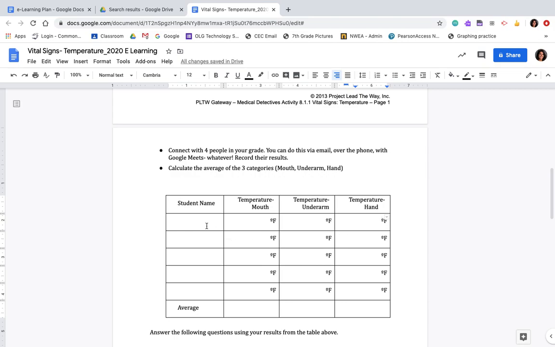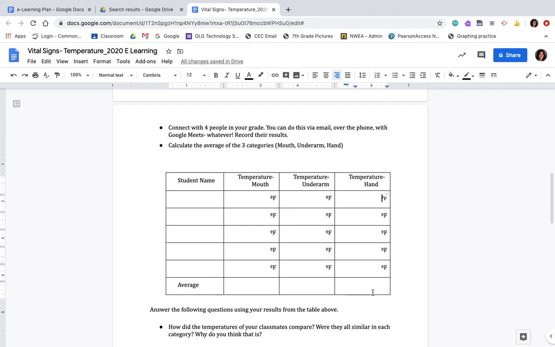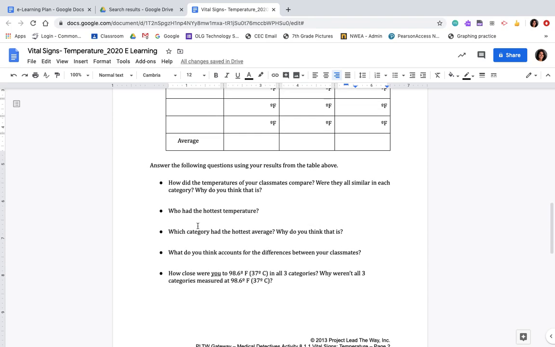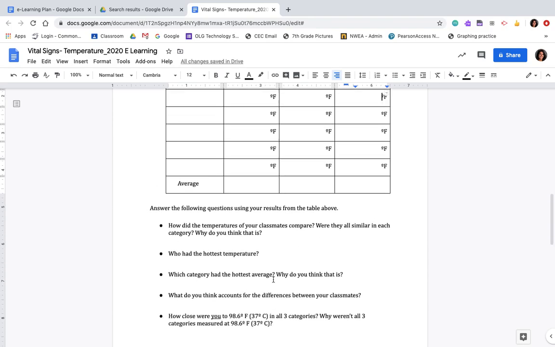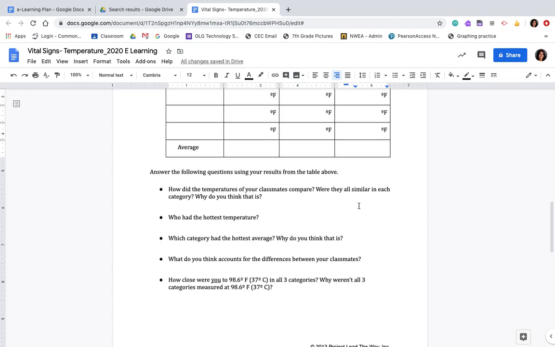When you are done collecting the results, you need to find the average. So you'll add up all of these, okay, divide it by 5, and that's your average. Same with underarm, same with hand. Then you're going to answer these following questions based on the information in this chart.